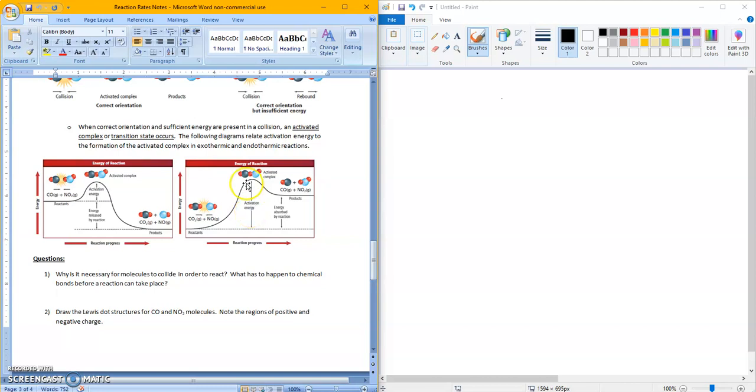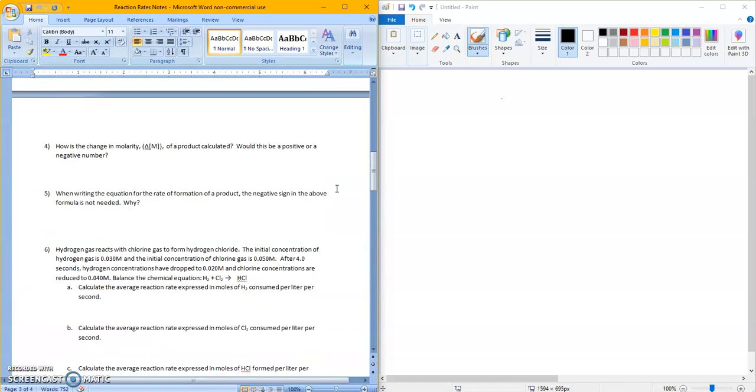And catalysts, what they do is they actually lower this activation energy, so the hump isn't so big, so that the reaction can happen faster. Okay? So those are important, in case you forgot about those.